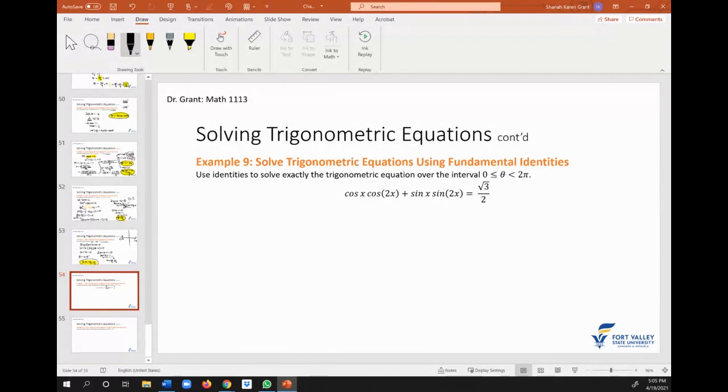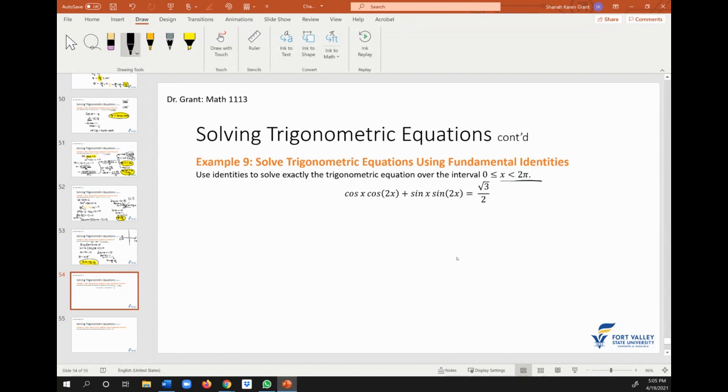All right, so now let's say we want to use the identities to solve some equations. So for instance, here we have cosine x cosine 2x plus sine x sine 2x equals √3/2. And of course, we're solving in this interval between 0 and 2 pi. Actually, it's not theta, it's x in this case.